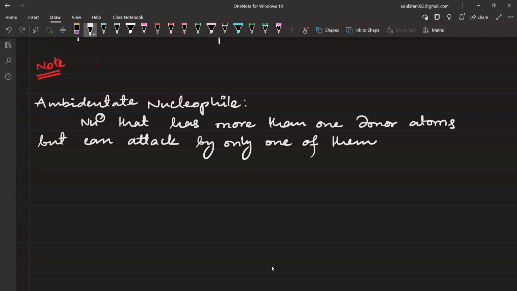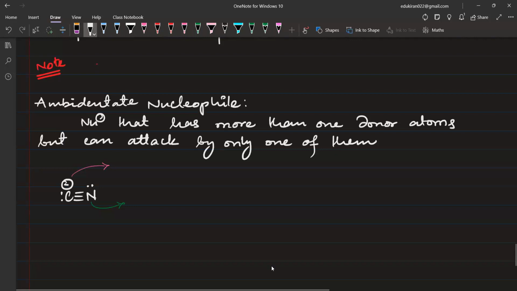You have to learn that the ambidentate nucleophile is the CN negative, C triple bond N, in which nitrogen is having a lone pair and carbon is also having a lone pair, and due to this, it's having a negative charge also. Now, here you can see that the carbon atom can also attack, right? And the nitrogen atom can also attack. But only one of them is going to attack.